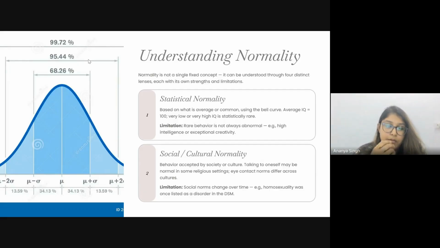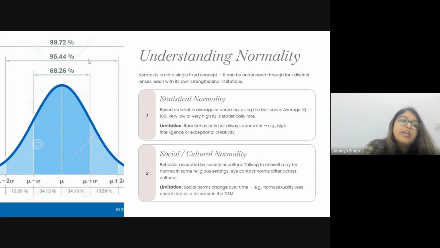Right? What we were just discussing, how talking to oneself might be considered normal in one religious or contextual setting, but not in the other. Eye contact norms are also different. So in the Indian culture, for example, if you make too intense an eye contact with your elders or the authority, that is considered disrespectful or abnormal. You are expected to sort of break eye contact in between, lower your gaze, talk to them respectfully.